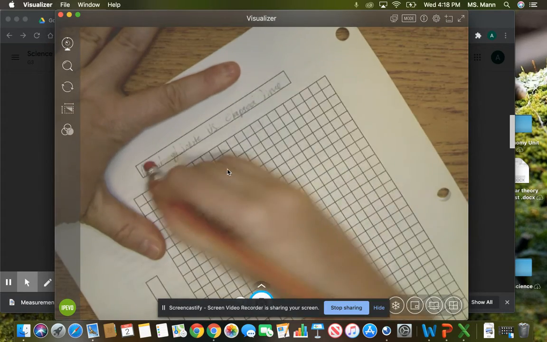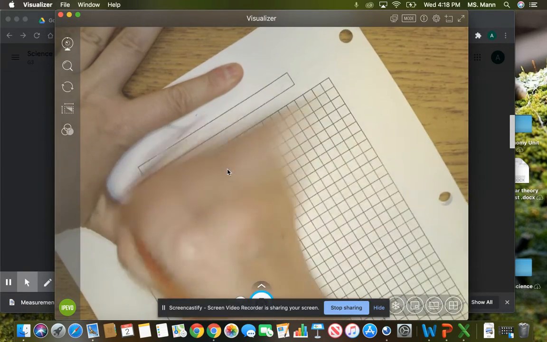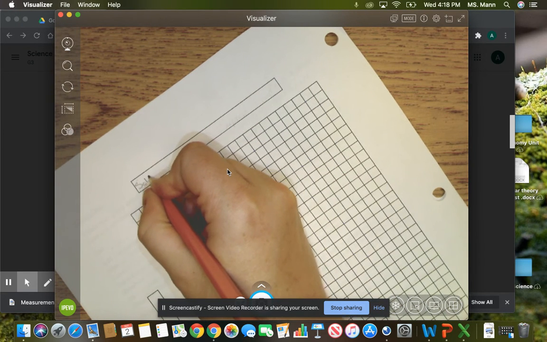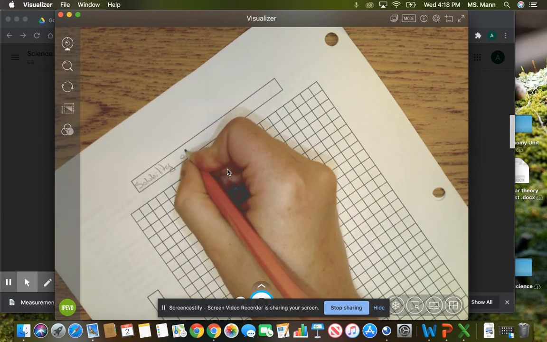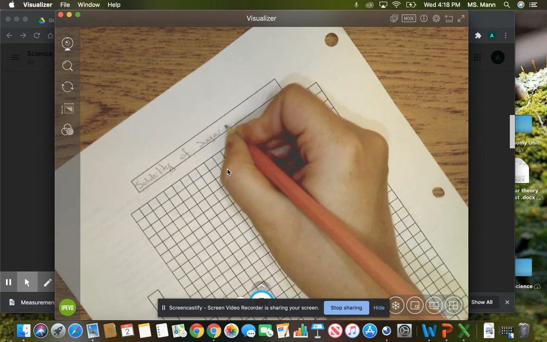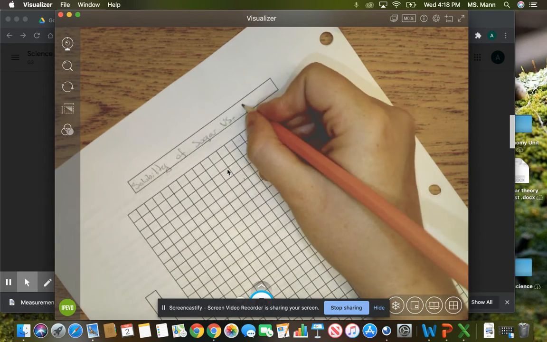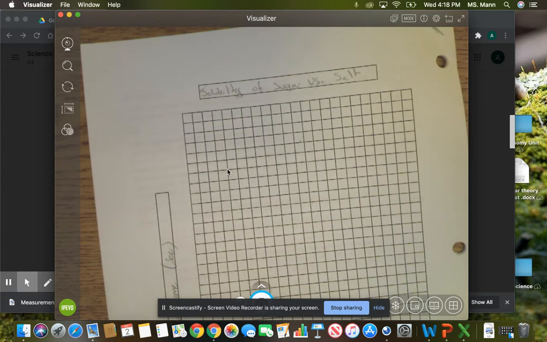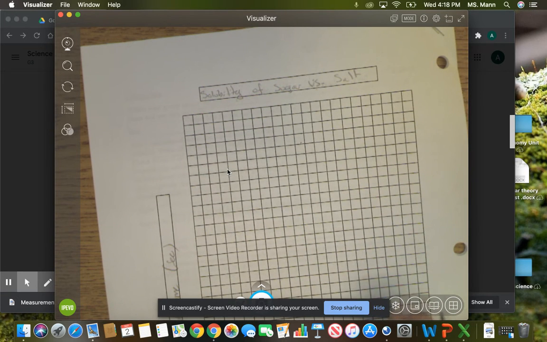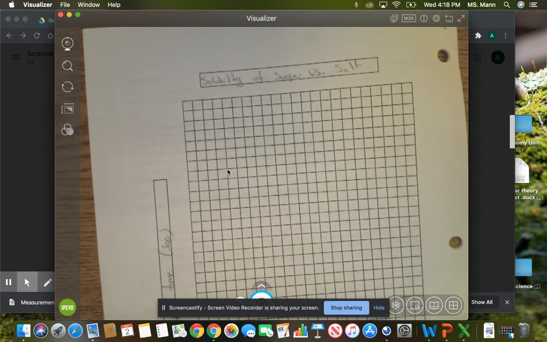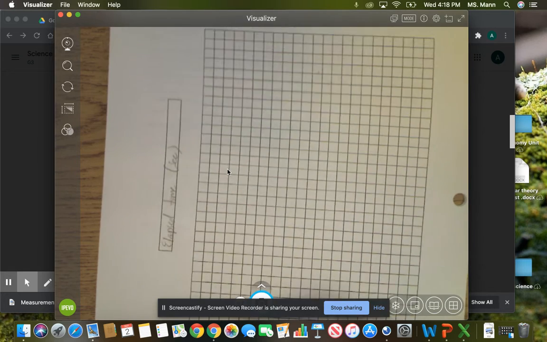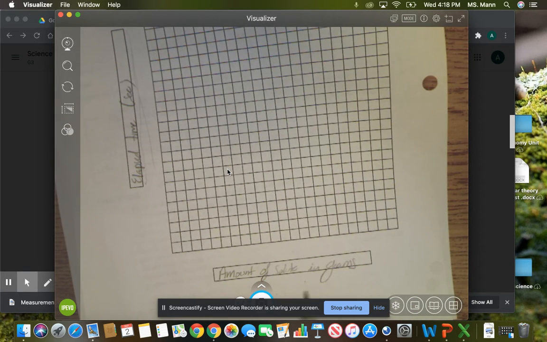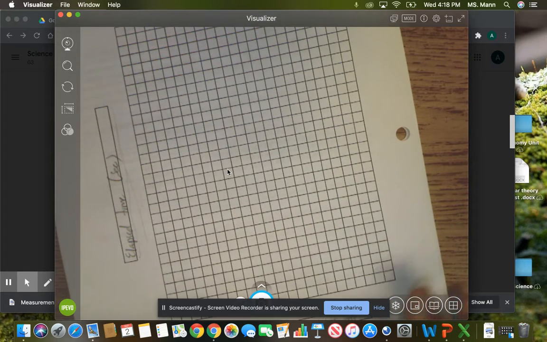Or, you know what? I'm going to go ahead and erase that, revising it. Solubility of sugar versus salt. That completely tells you what this experiment is. Which one's faster? Solubility of sugar versus salt. Which one dissolves faster? Here you have elapsed time, which again we calculated, and then we have amount of solutes in grams. This is going to be a line graph.